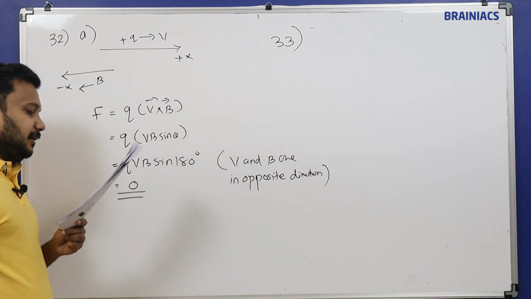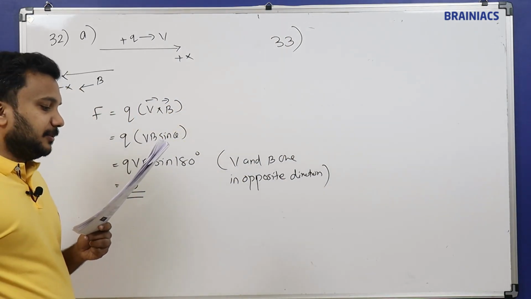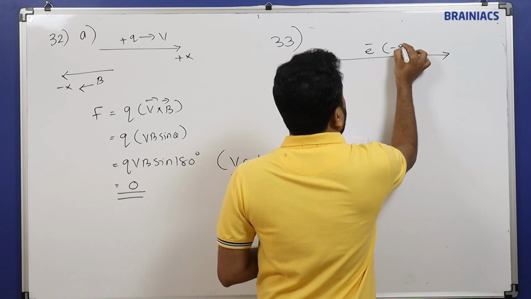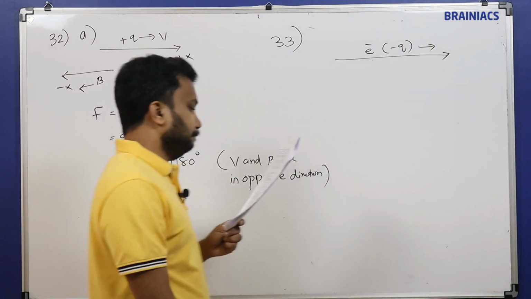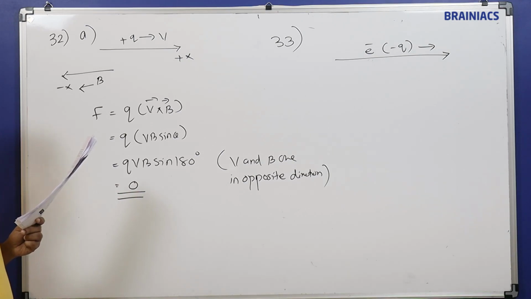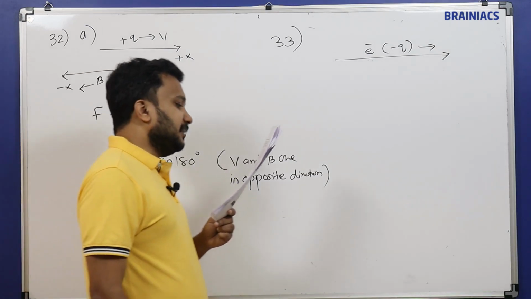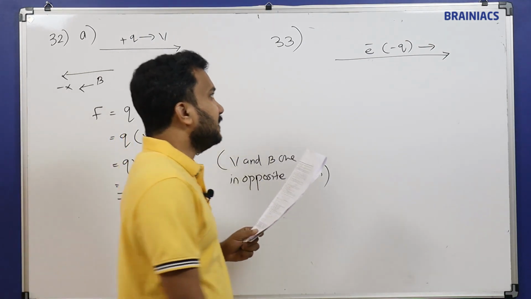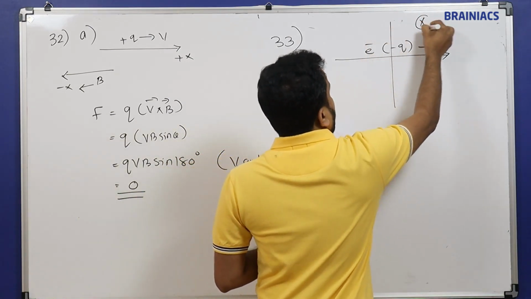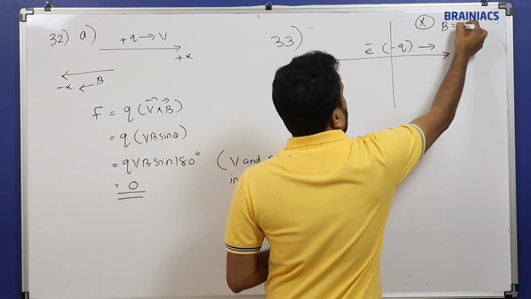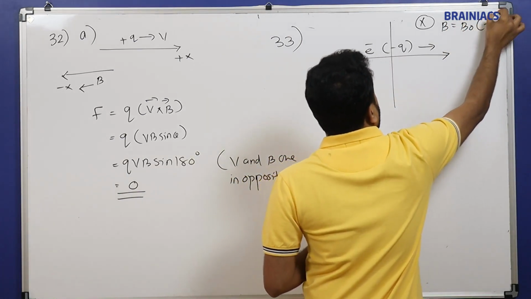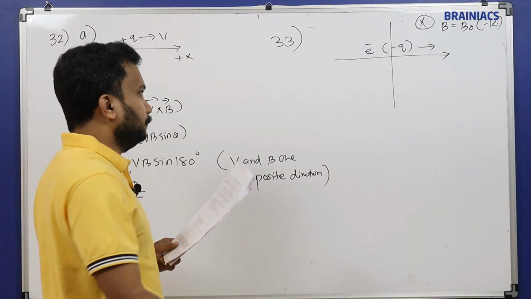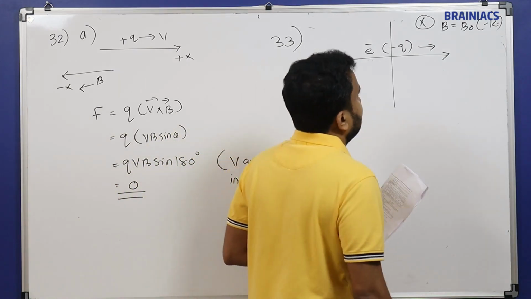33. An electron traveling with a speed u along the positive x-axis enters a region of magnetic field where B is equal to minus b0 k. So an electron is moving, so I take minus q. You can see in the diagram it is marked as into the board. B is equal to b0 times minus k. Minus k means into the board, and plus k means out of the board.